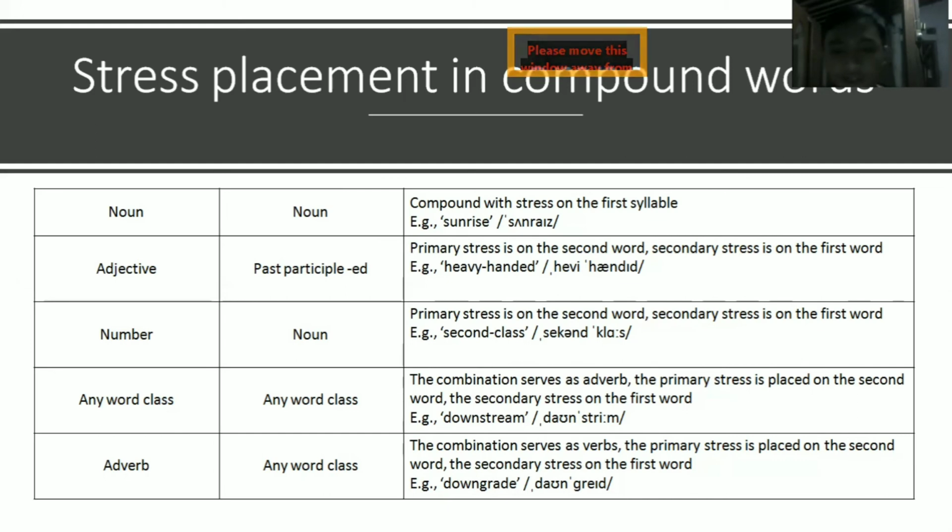And then the adverb word plus any word class. The combination serves as verbs. The primary stress is placed on the second word, the secondary stress on the first word. For example, in the word downgrade, the primary stress is placed on the second word. Just before the word grade, we can see a small symbol on the upper top of the word. It indicates the primary stress. Meanwhile, just before the word down, you can see a small symbol down. It means that is the secondary stress.